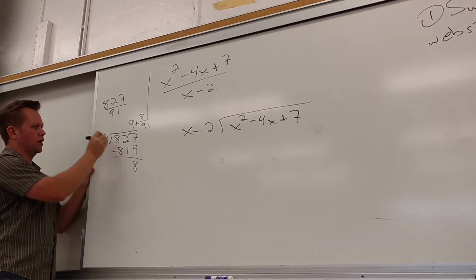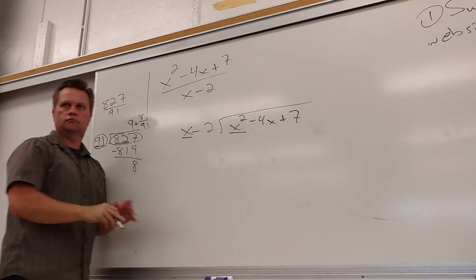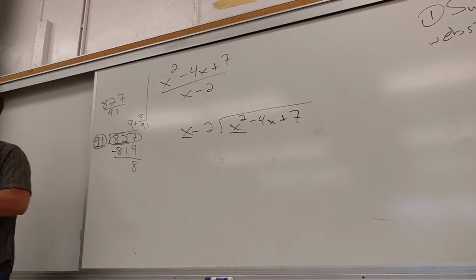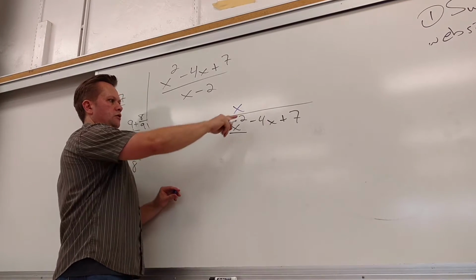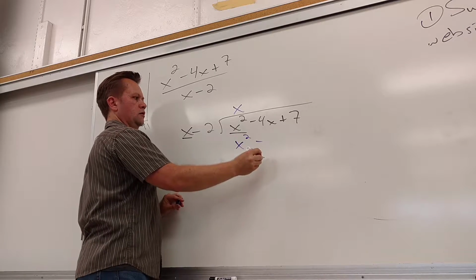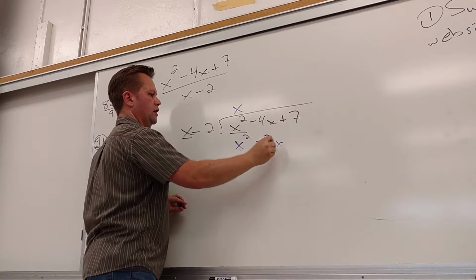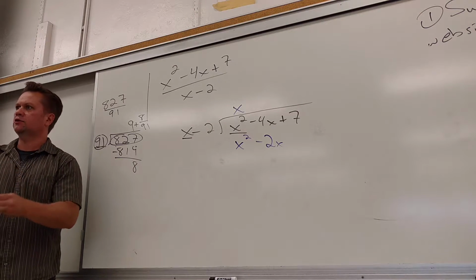Remember, we didn't do 91 into 82. We did 9 into 82. So here I do x into x squared. Same exact way. X times what is x squared? X. So then I get x squared minus 2x. And then what do I do? I change the sign.